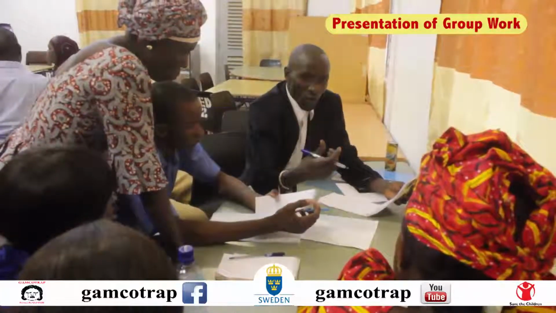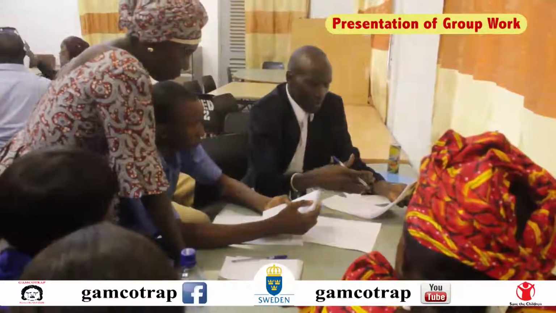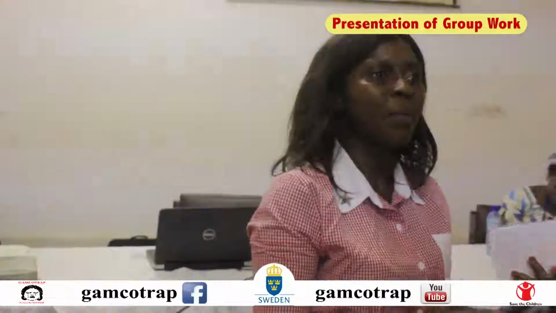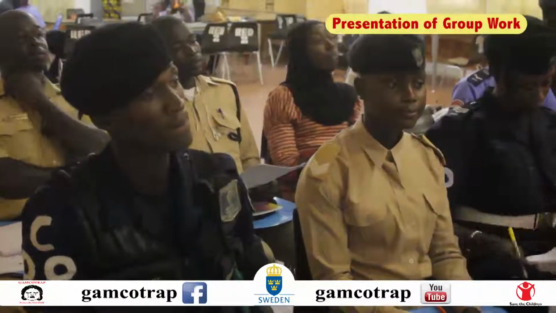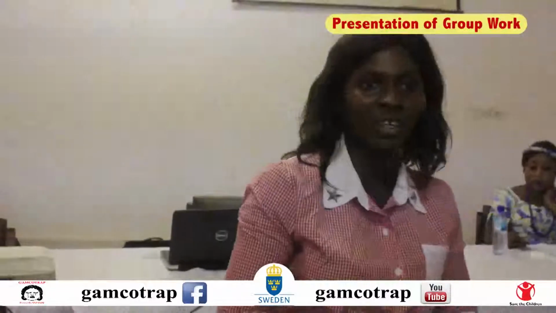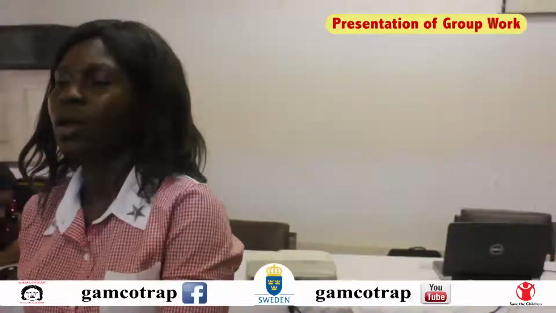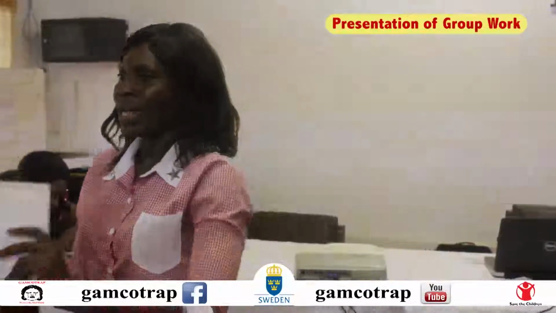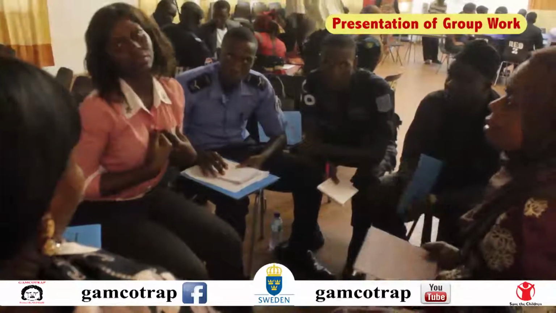One, we have the mental one. We also have the emotional abuse to a child, where you use abusive words to a child. You also humiliate the child in front of his peers, or even in front of elderly people. The child feels humiliated.